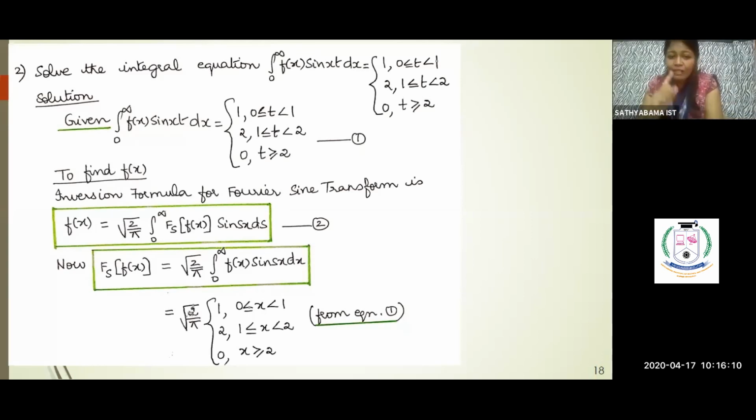Now, please listen carefully. Fs of f of x does not take one value. It takes 3 different values in 3 different intervals. So what should you do while you substitute? You should first split the integral 0 to infinity as 0 to 1 plus 1 to 2 plus 2 to infinity. You understand? You have to split it, because it takes 3 different values, Fs of f of x. So that's the reason I've split it.